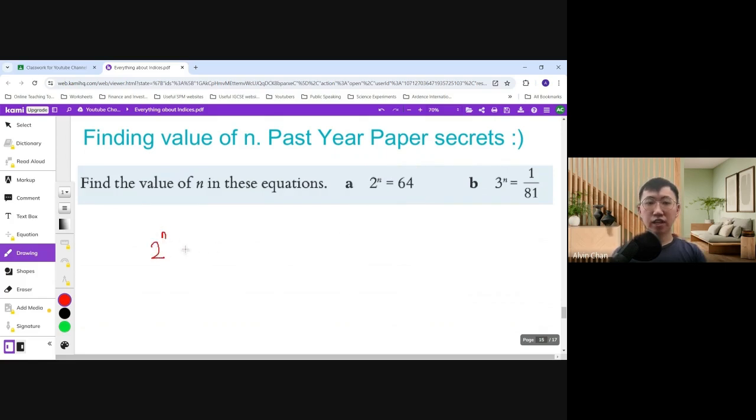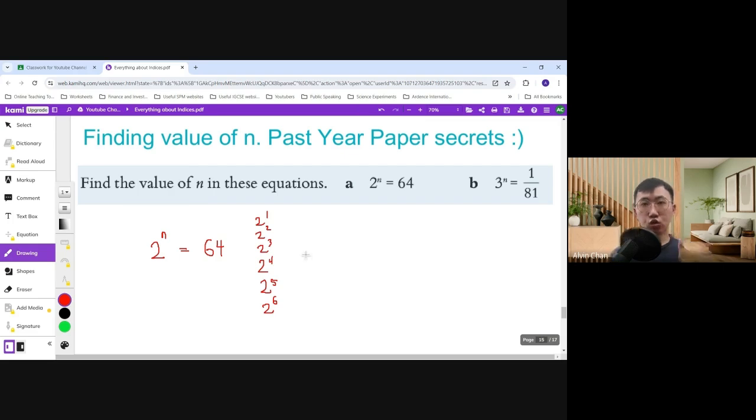2 to the power of n is going to be equivalent to 64. Here's the secret. When you have a base 2 shown on the left, this number most of the time is also base 2. So I want you to press your calculator, right? 2 to the power of 1, 2 to the power of 2, 2 to the power of 3, 2 to the power of 4, all the way, and check which number will give you 64. All right. That's the secret. It's definitely base 2. So I will need to try.